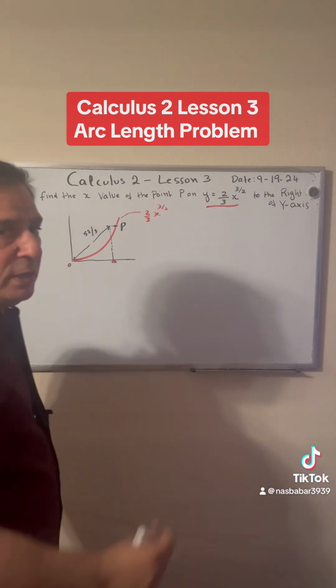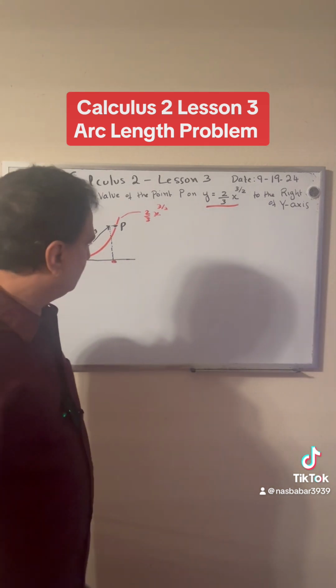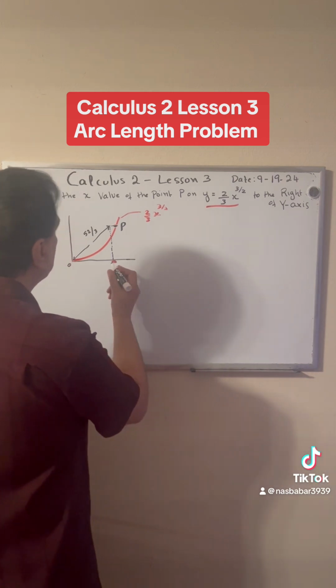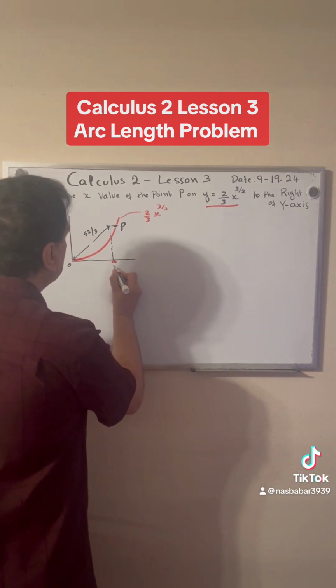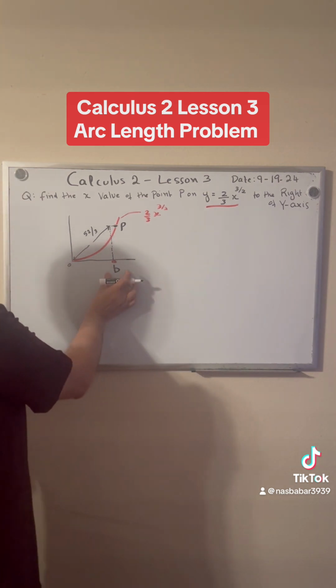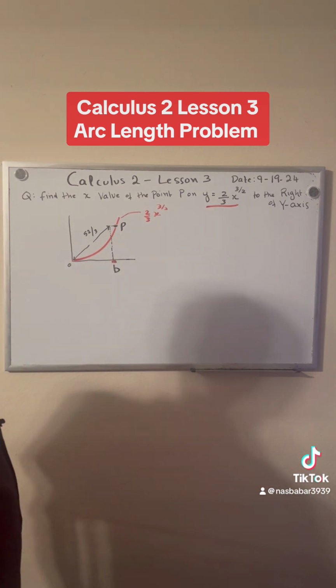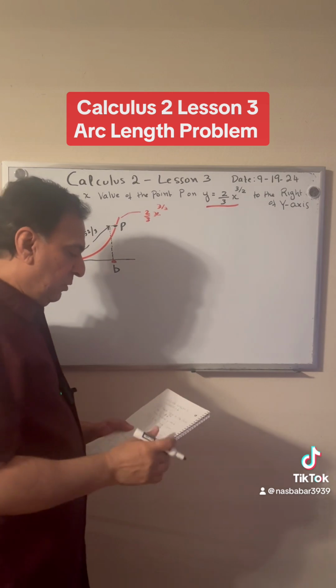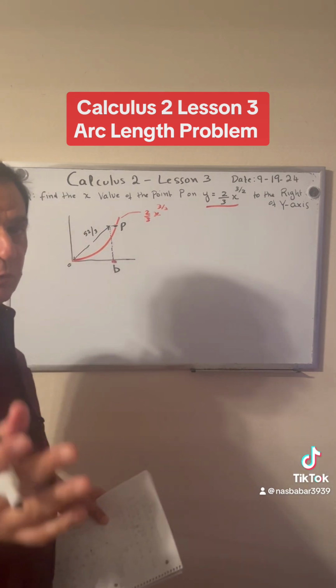So how are we going to do it using Calculus 2? Let's call this point B. So we have to find the point B. As you already know, what is the formula for arc length?